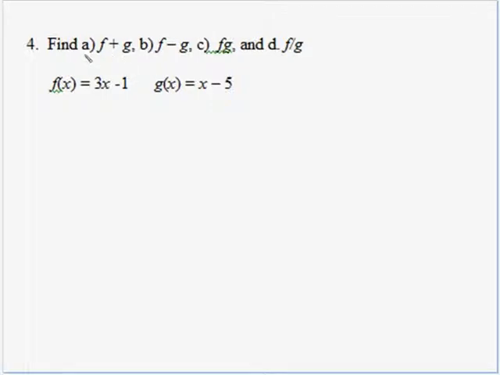Number 4. This is a four-parter. We're going to find two functions here. F of x is 3x minus 1. G of x is x minus 5. We're going to find their sum, their difference, their product, and their quotient.